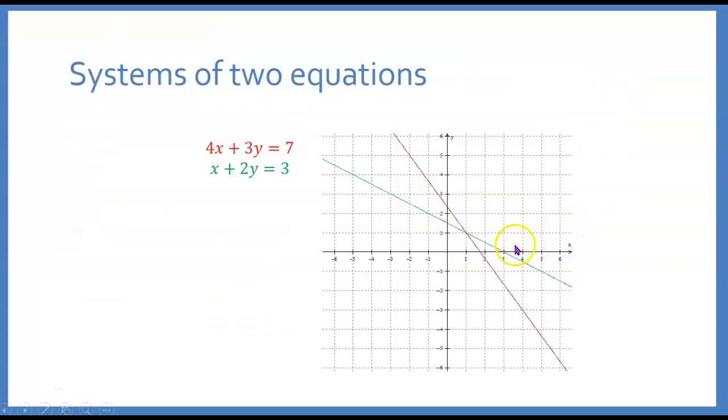What about this system? Here I've already got the graph drawn for you. The orange line is the graph of the equation 4x plus 3y equals 7. And the green line is the graph of x plus 2y equals 3. From looking at that graph, can you tell what the solution to the system would have to be? Did you say (1, 1)? Because there's the point where the lines cross, and that point has x equal to 1 and y equal to 1. And if we check that in the equations, 4 times 1 plus 3 times 1 does equal 7, and 1 plus 2 times 1 does equal 3.